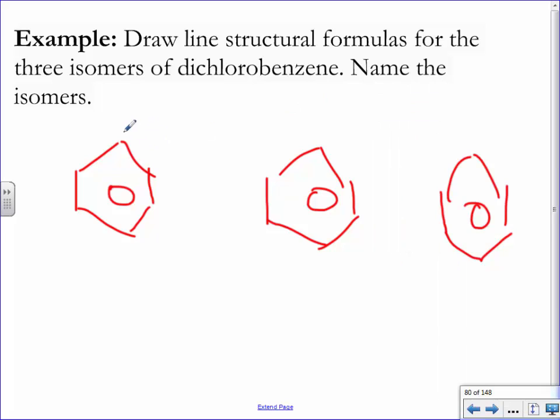So I guess in theory you could have a chlorine here and here, right next to each other. You could have a chlorine here and there. So what would this one be? This would have been the 1,2 dichlorobenzene. This would have been the 1,3 dichlorobenzene. But if I went with top and bottom, that would be the 1,4 dichlorobenzene.